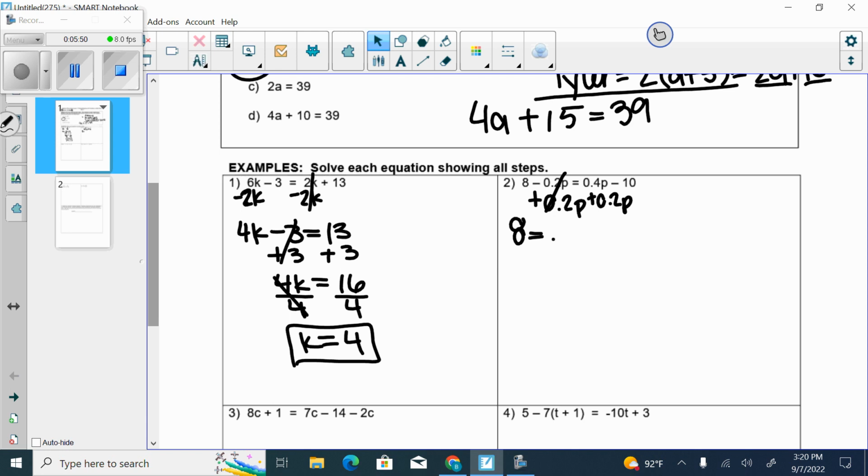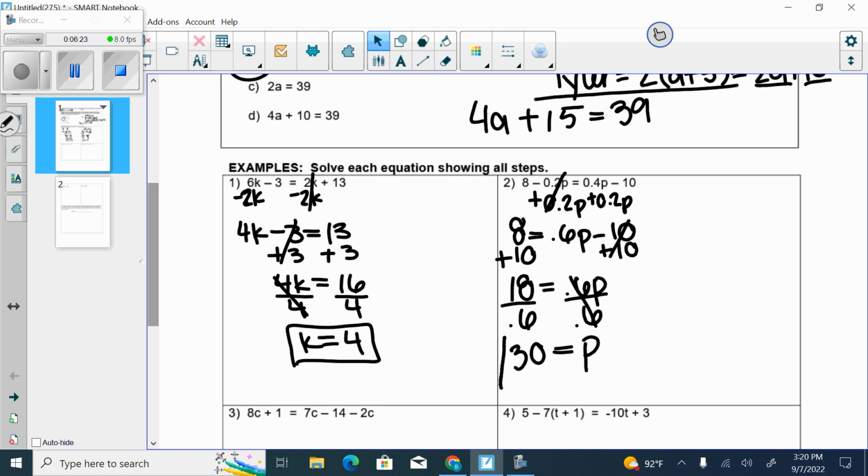Good. So we have 0.6p minus 10. All right, what do we want to move now? Good. And what is 8 plus 10? Nice. So I have 18 is equal to 0.6p. Good. And 18 divided by 0.6 is, very good. So p must be 30. Good job.